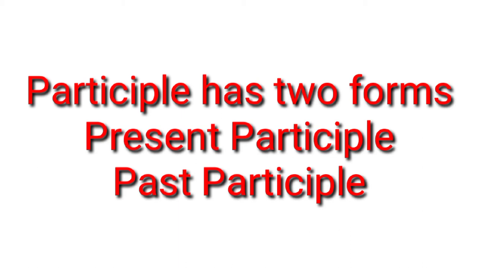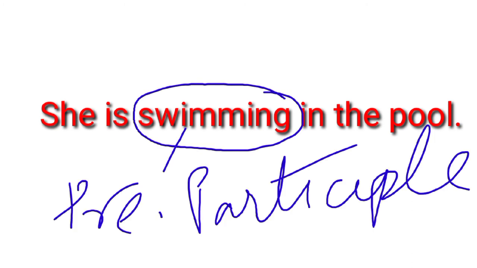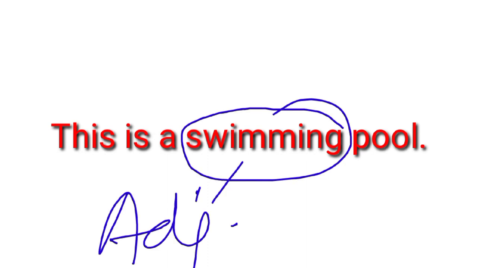Participles act as a verb and also as an adjective. Let's see an example. She is swimming in the pool. Here the word swimming is present participle. But when we say that this is a swimming pool, here swimming is describing the pool. So here swimming is working as an adjective.